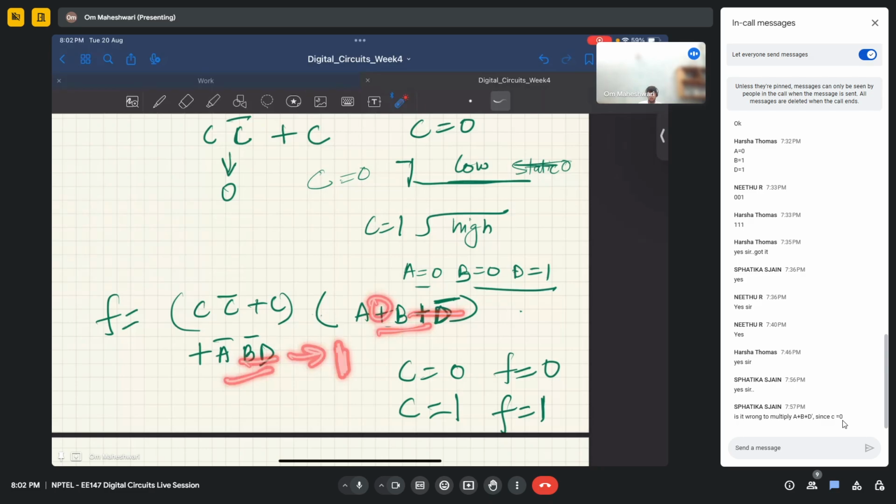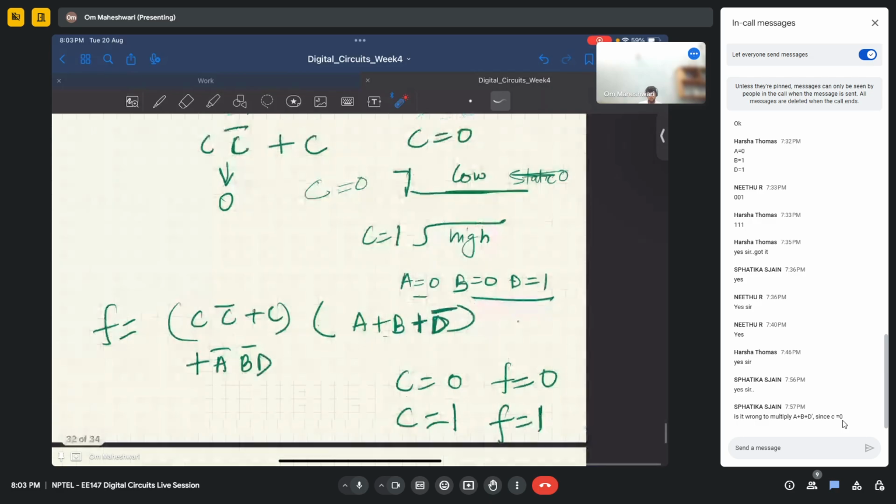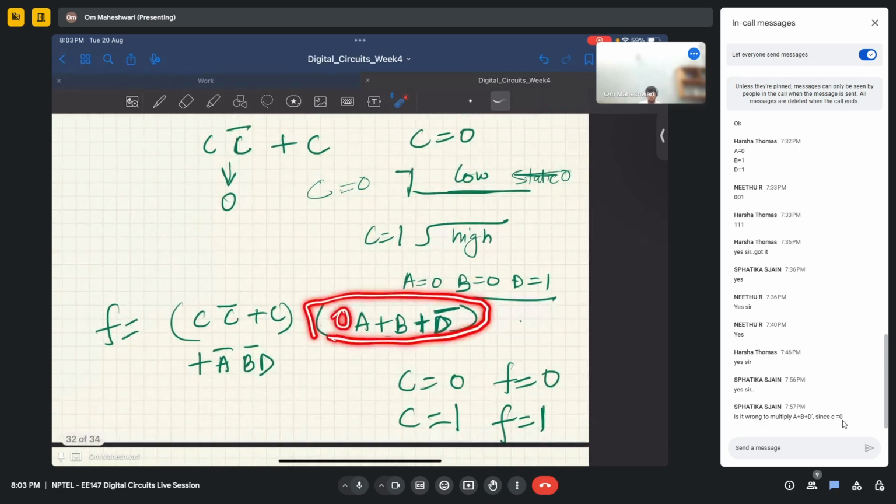All right. When C equals 1, this will give you a 0. So you need to have C here.